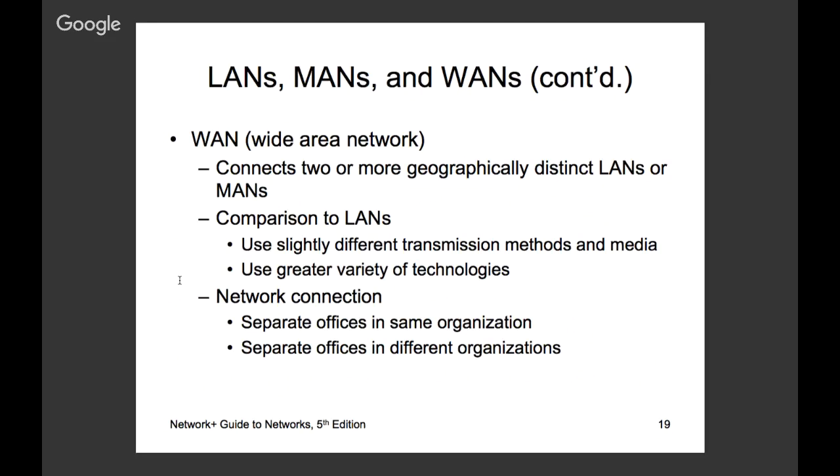In comparison to LAN, the transmission is slightly different. We could use satellite. We could use fiber. Could do direct fiber, which we have done in the past. Could use point-to-point satellite dish technology. So a number of different transmissions could be done. Usually the LAN media transmission goes longer distances on the WAN technology, and there's a different variety too.